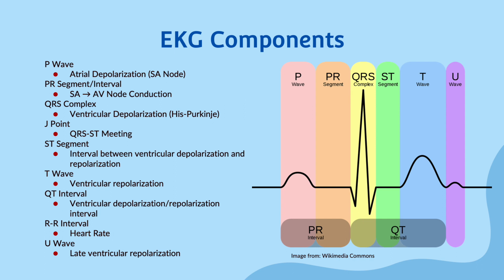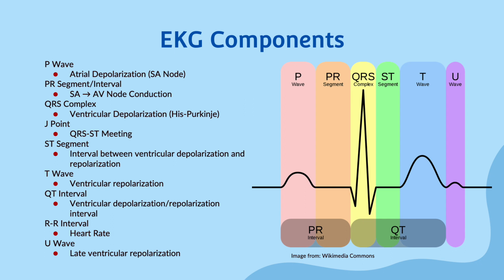It is a negative or downward deflection in the tracing after the P wave that occurs before the R wave. The R wave is the first positive deflection, and the S wave is the first negative deflection after the R wave. The J point is the point where the QRS complex and the ST segment meet.